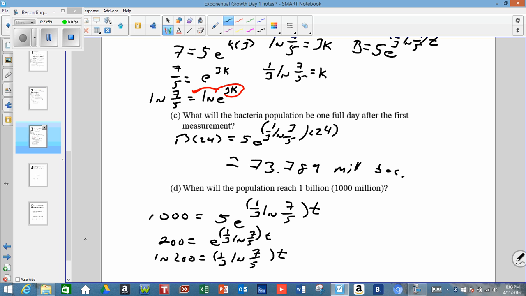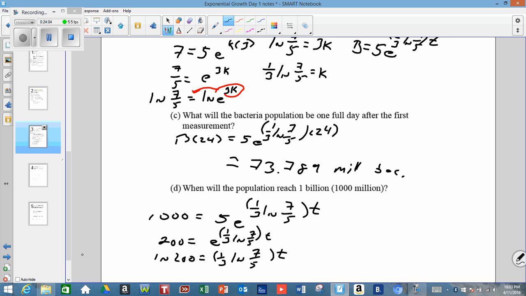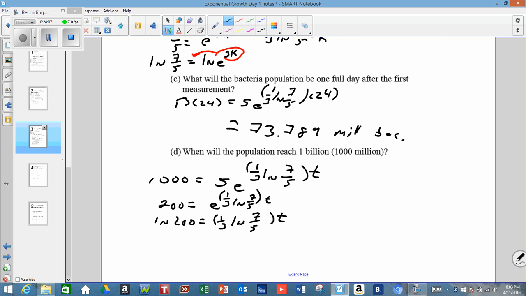And then to solve that for t, we're going to divide everything in that parentheses. So instead of dividing by 1/3, I'm going to multiply by 3. So we're going to get 3 ln 200 divided by the ln of 7/5, and that's going to be your t. Now imagine telling somebody, oh, the population is going to reach 1,000 million when the time is 3 natural log of 200 over the natural log of 7/5. Nobody's going to have any idea what you're talking about.